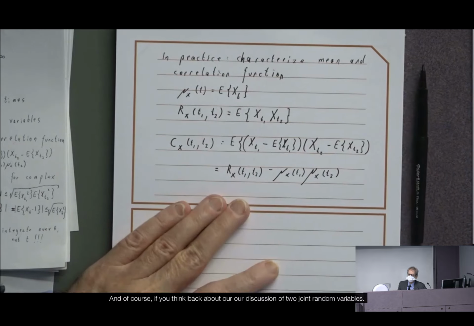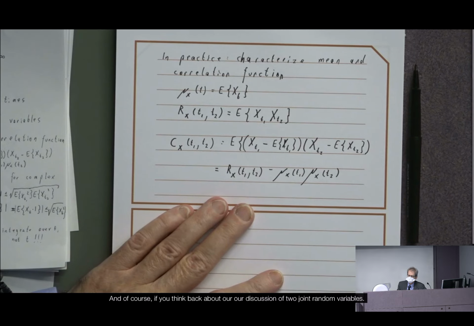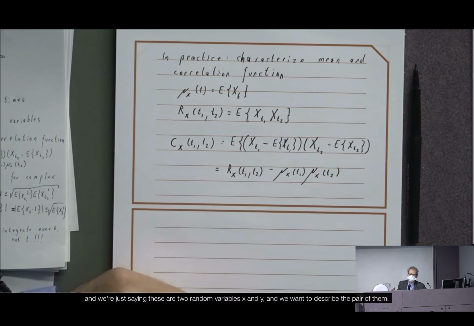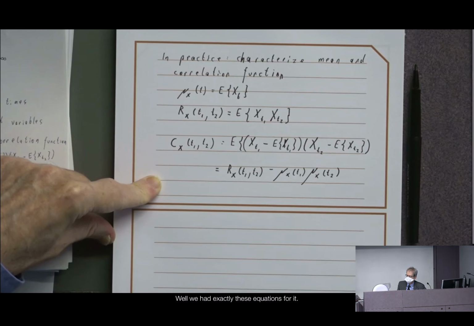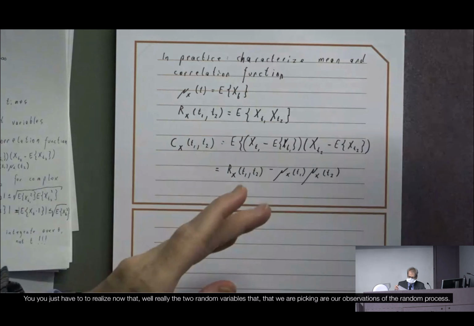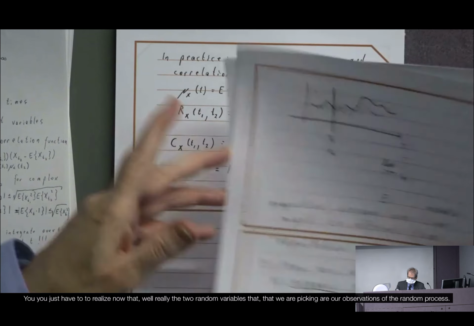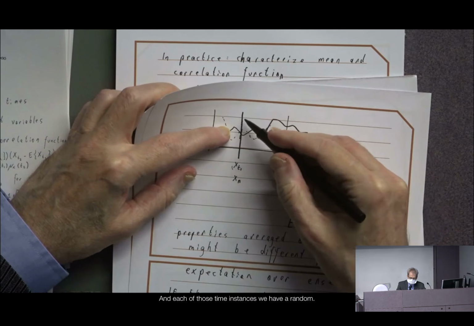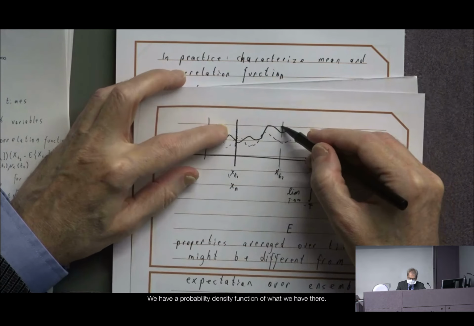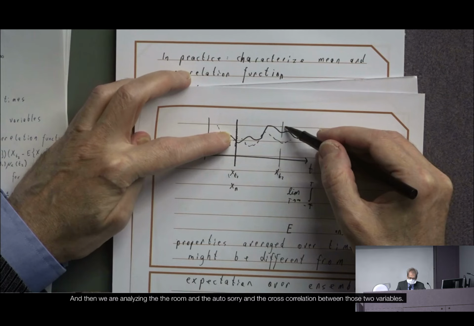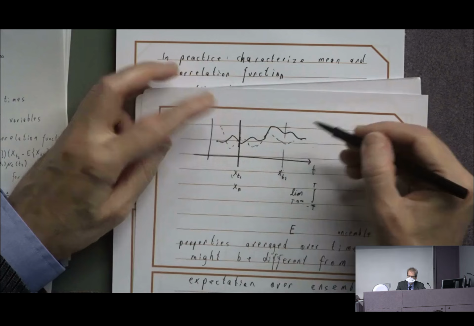And of course, if you think back about our discussion of two joint random variables, if we, instead of saying we have x(t1) and x(t2), are just saying these are two random variables, x and y, and we want to describe the pair of them, well, we had exactly these equations for it. And so there is relatively little conceptually new. You just have to realize that the two random variables we are picking are our observations in the random process. Let's call this x(t1), and here we have x(t2). At each of those time instances, we have a probability density function of what we have there, and then we are analyzing the mean and the cross correlation between those two variables.